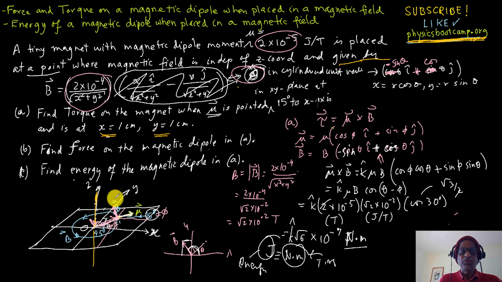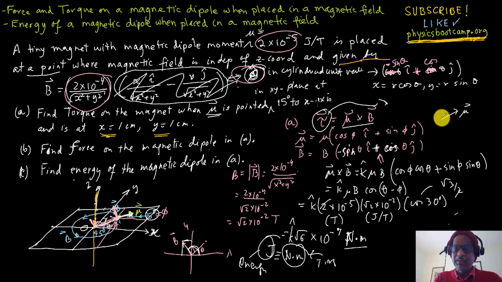So this torque is actually trying to rotate it in the direction perpendicular to the B field and mu. Torque is mu cross B, so torque will be perpendicular to both of these. So torque direction is that way. If this is the mu direction and this is the B direction, in the XY plane, then the torque direction is the axis of rotation. So torque direction is in the z-axis direction.